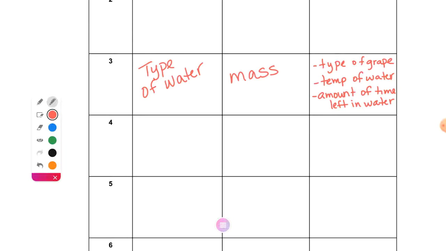Number 4 says, 2 different cars are traveling at 60 miles per hour. At a certain point, both cars slam on the brakes. The distance it takes for each car to stop is then measured.